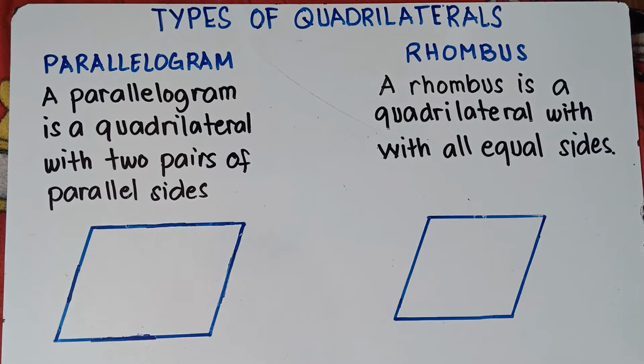We will start with parallelogram, and next will be the rhombus. Once again class, I need you to remember this one, because later on we will be answering some questions. You need to identify what type of quadrilateral is the given illustration.